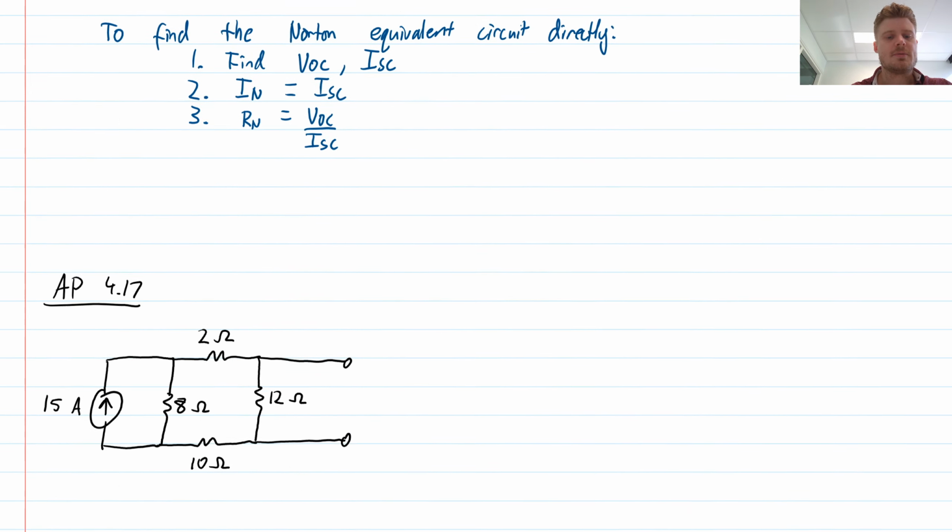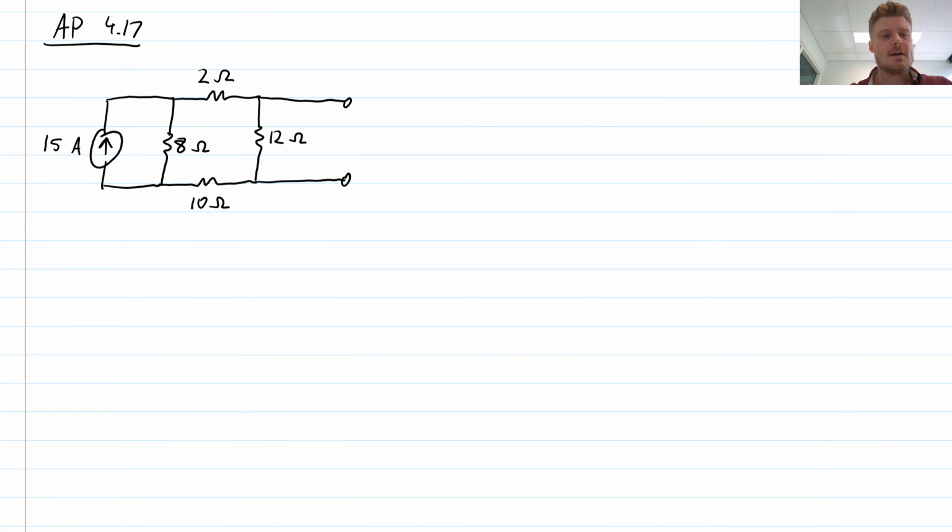So let's do an example. The problem that I have here is to find the Norton equivalent circuit looking into these terminals. Now, a few strategies that I could follow. Basically, I need to find a short circuit current and an open circuit voltage. So step one will be to find, let's say, the open circuit voltage. I'll do that one first.